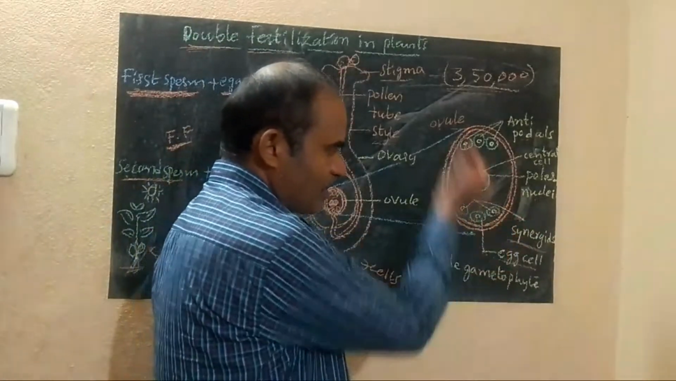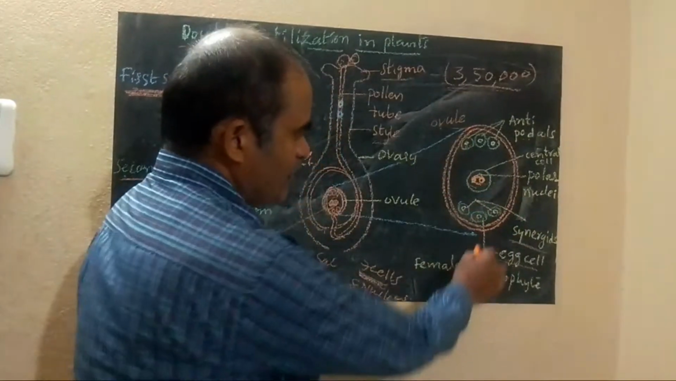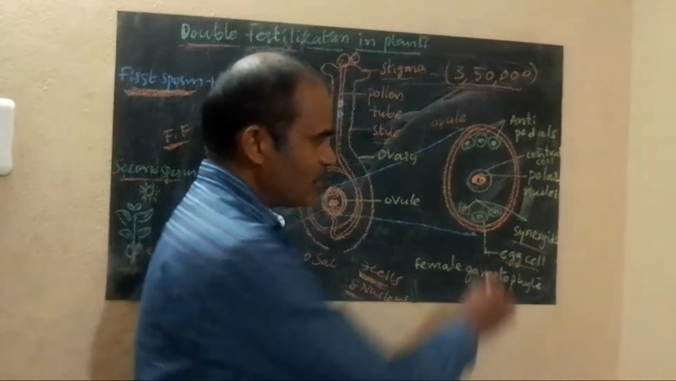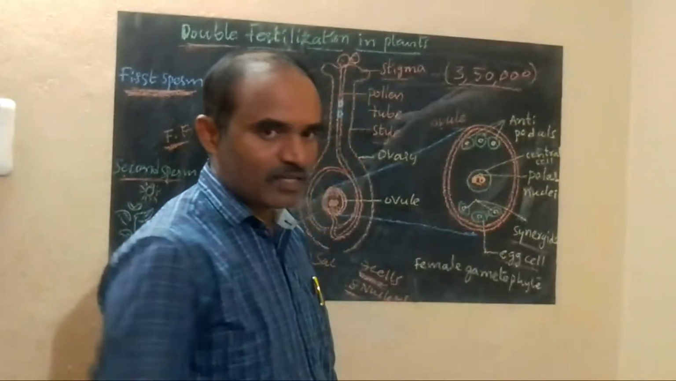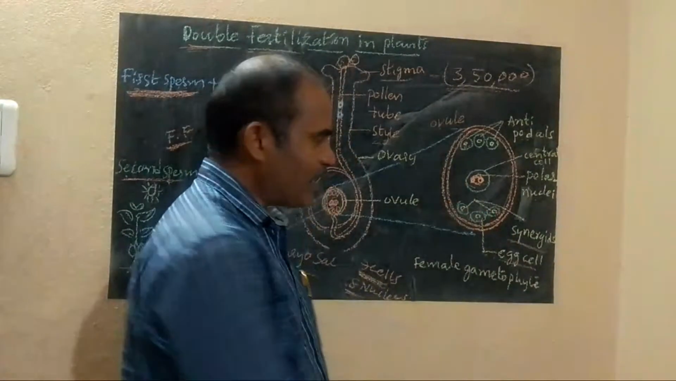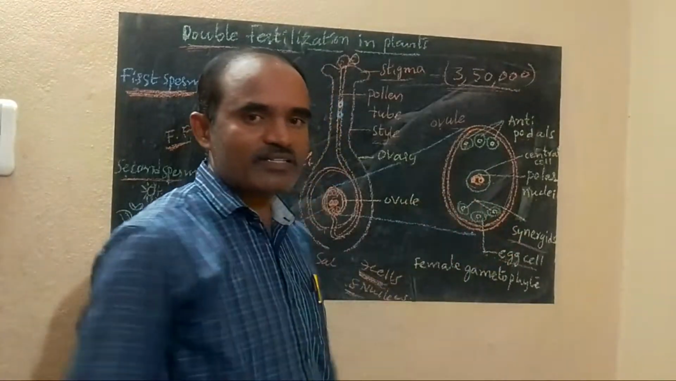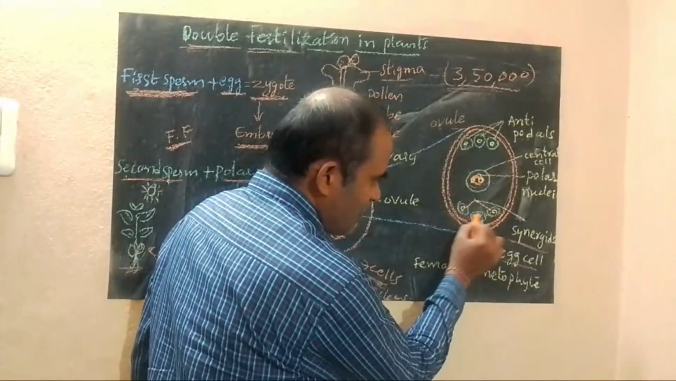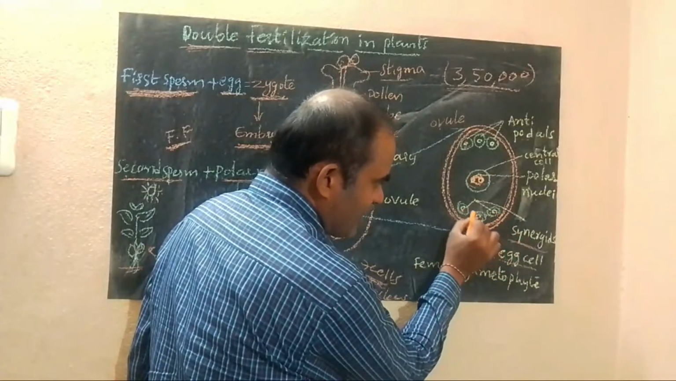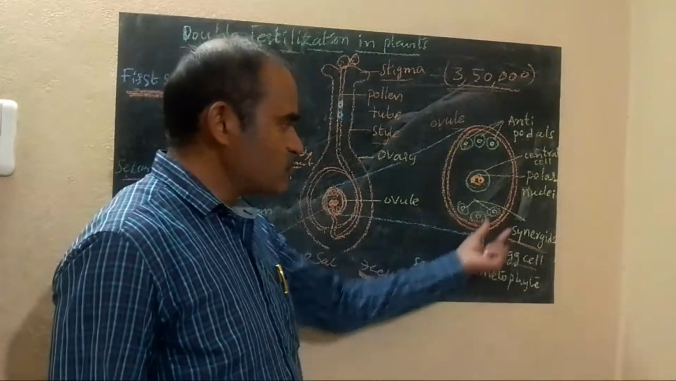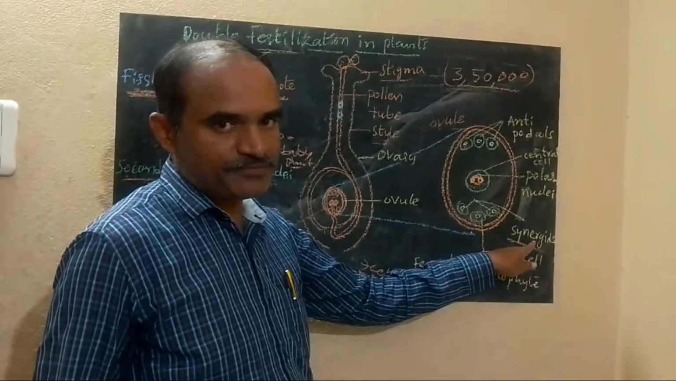And at the end of the pollen tube, where it is connected to the embryo sac, 3 cells are there. The cell in the middle of the 3 cells is called the egg cell. Either side of the egg cell, these two cells are called synergids.